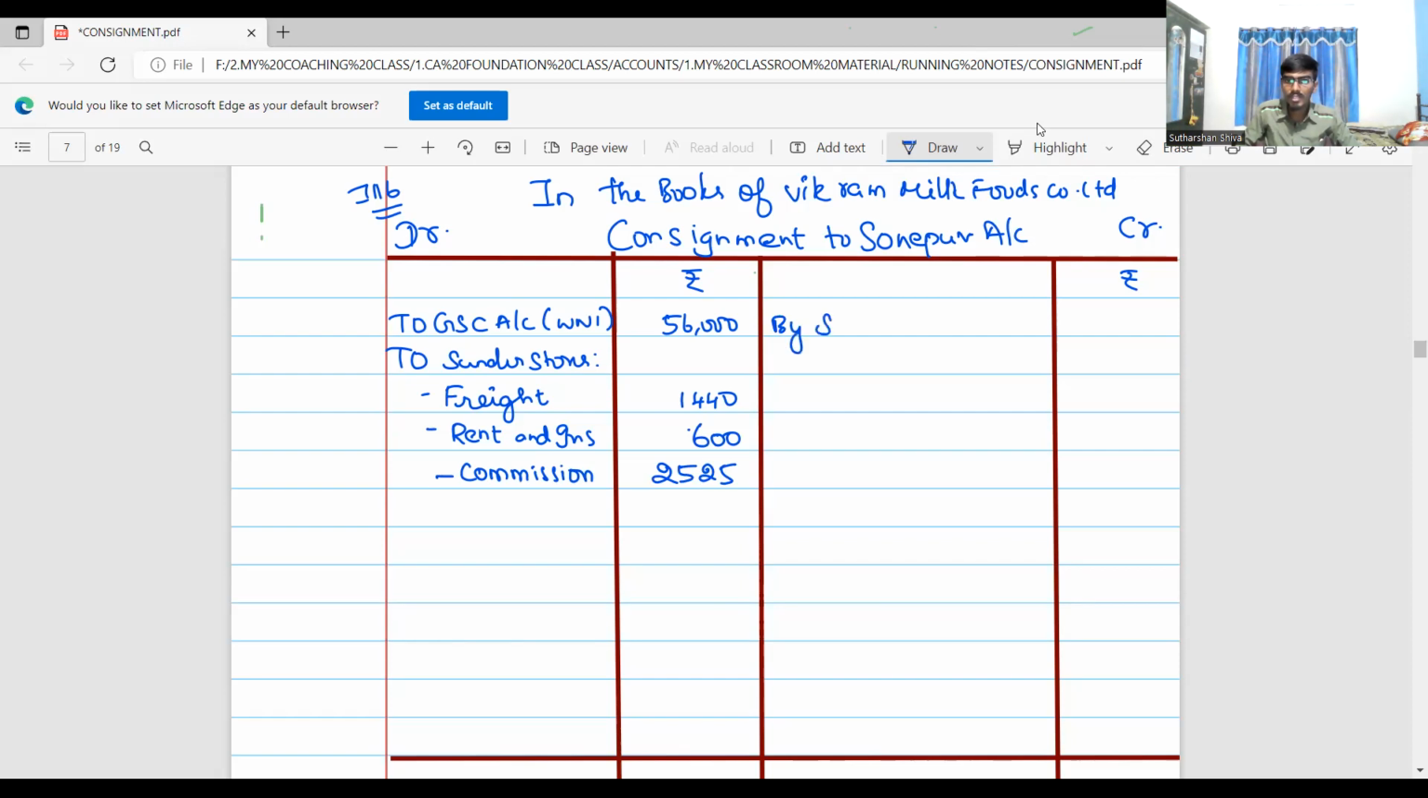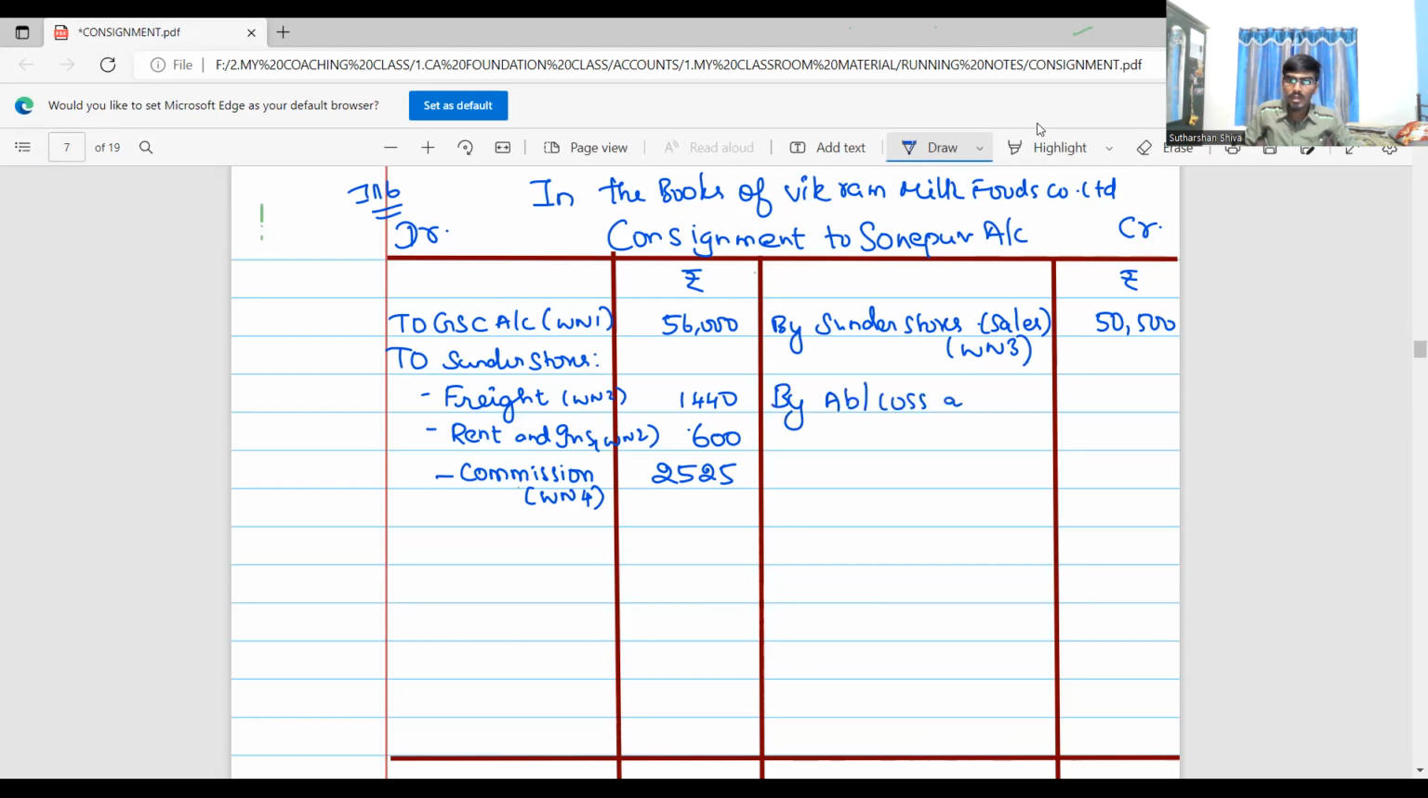Then post the sales by Sundar Stores. Sales. Give the reference. Working note 4, I think so. Yeah, this is the 4th working note. Your sales will be your 3rd working note. What is your answer? 50,500 is your answer.